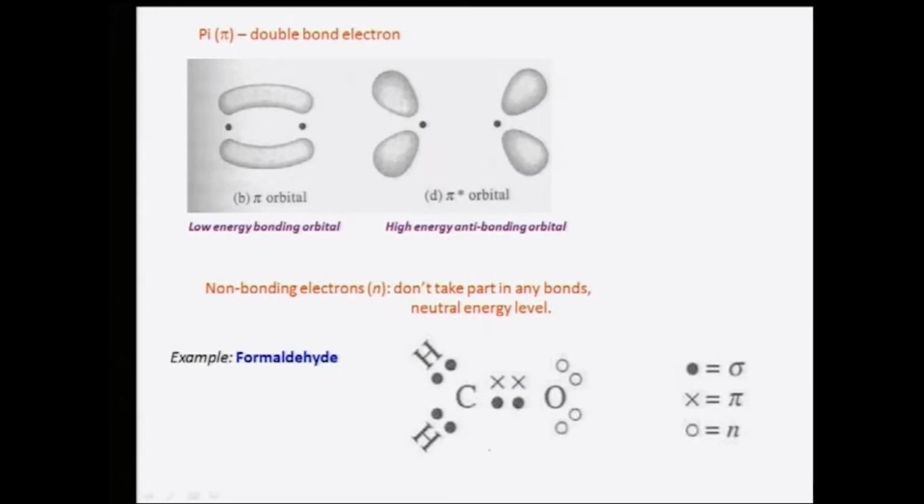Pi is the orbital like this, you can have electron distribution in this kind of geometry, and if you want to excite it using a certain energy, it will go to the anti-bonding state of pi star, where there are different states, different things. This is easily accessible by visible spectroscopy. And non-bonding electrons do not take part in any bonds, actually they are neutral energy levels.